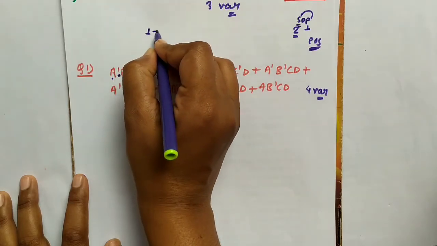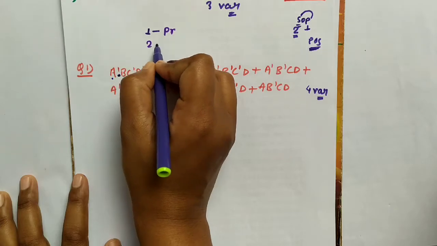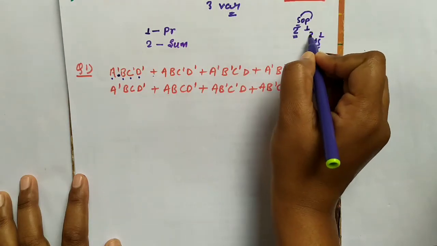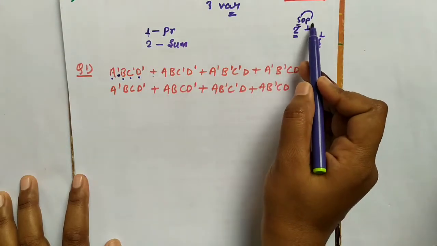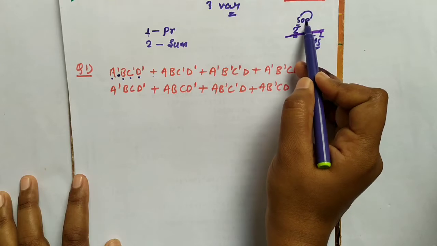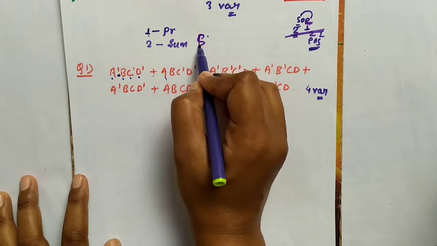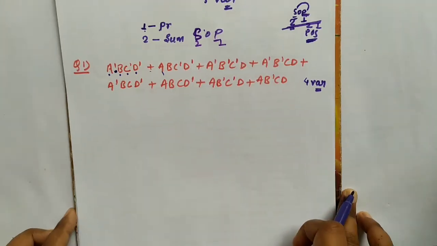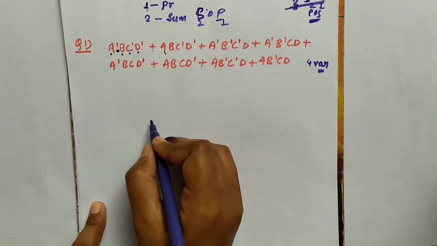That means firstly we do a product, then second is the sum. So first one is product, so it is in the form of SOP. That means firstly product, then second one is sum. So let's design the K-map of four variables.